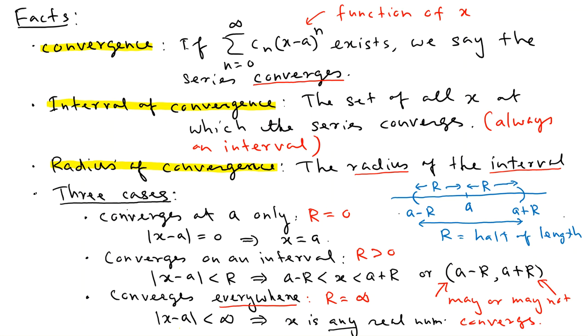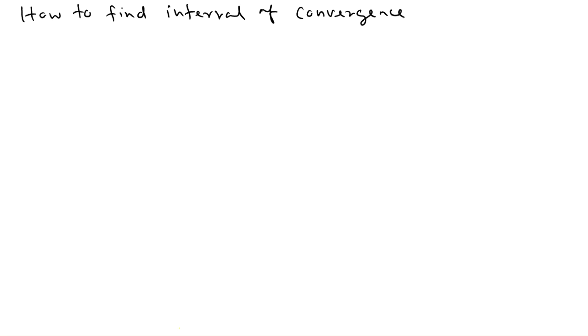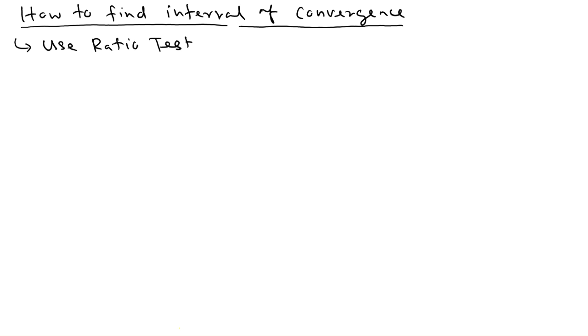So let's see how to find the radius of convergence. That's the next one. So let's discuss how to find the interval of convergence. For that we use the ratio test. That's a common practice for that. So it's a ratio test.